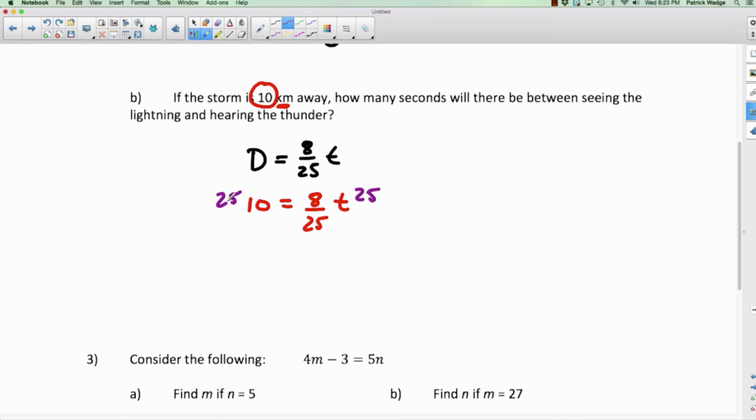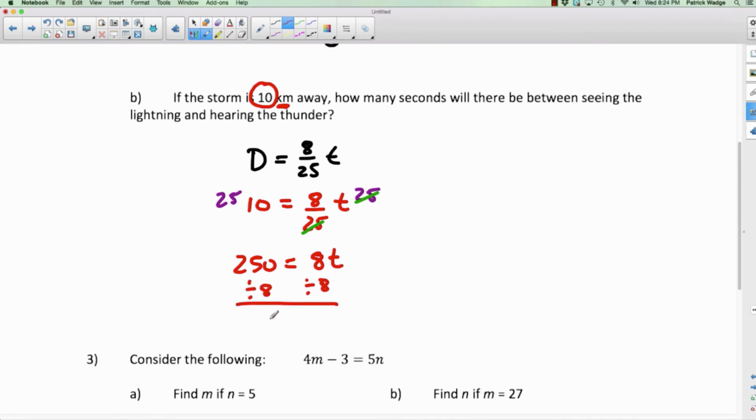Now, when we do that over here, you have 25 times 10. 25 times 10 is 250. Equals. Remember, if you do this step right, you should have no fraction anymore. Will that happen? Absolutely, because this 25 and this 25 cancel out. So all you're left with on this side is 8t. Okay, you only have one last step. You want the t by itself, and you have 8 times t, so you better divide by 8. Divide by 8, divide by 8.